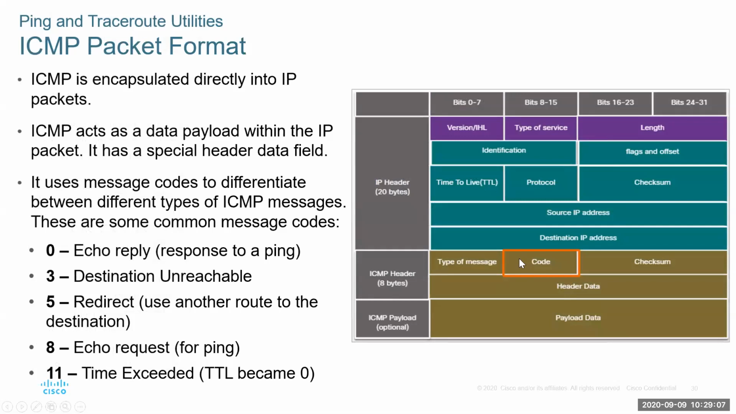You can see this with an ICMP packet format. So again, a 0, when we send ICMP packets of 0, this is a reply to a response on a ping. Echo request for a ping is an 8. Destination unreachable is a 3, redirect is a 5, and then time exceeded is your 11s.